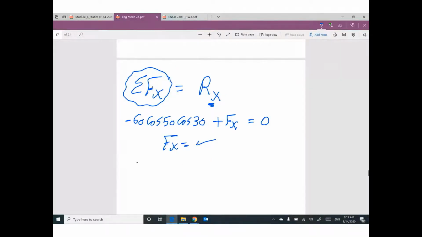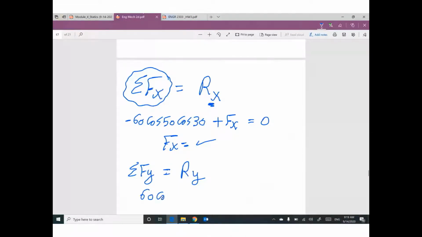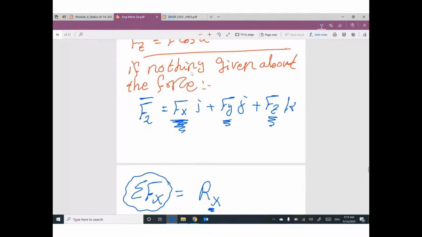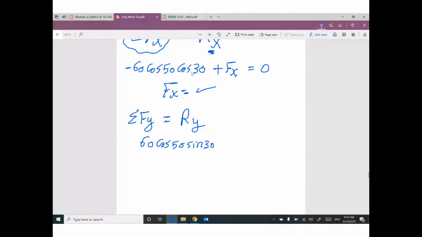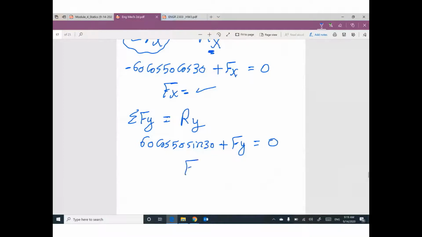Summation of all y components of the forces equal y component of the resultant. So we have here y component 60 cosine 50 sine 30. We have here y component for F2, which is Fy, equal y component for the resultant. What is the value of y component of the resultant? It's given, 0. So I can figure out the value of Fy.